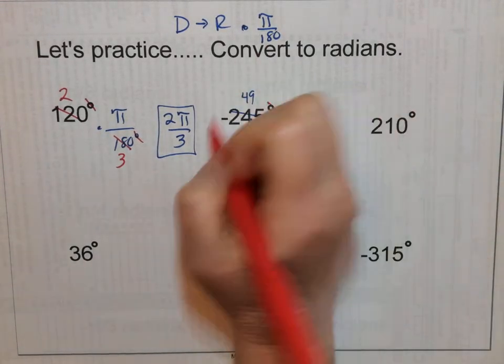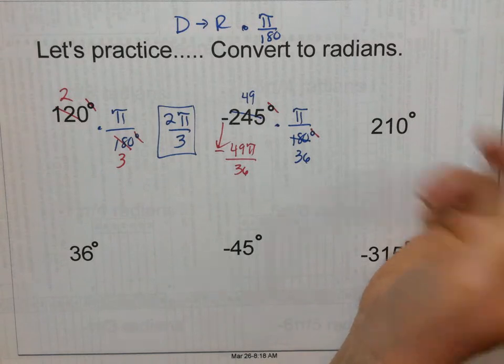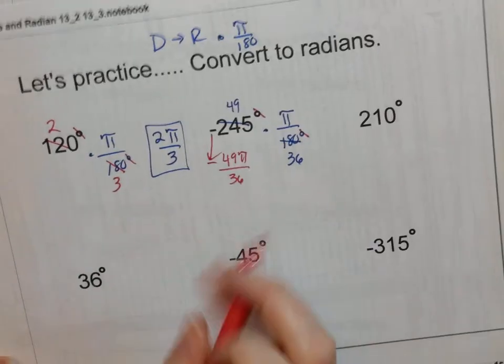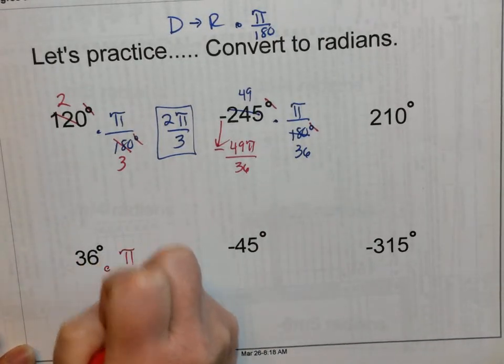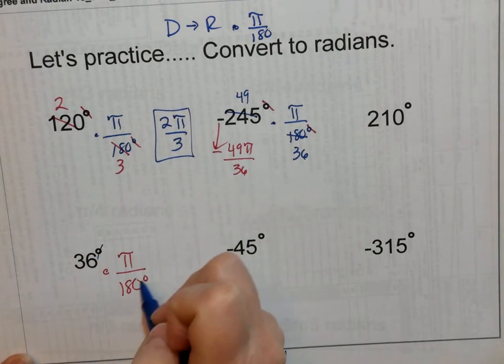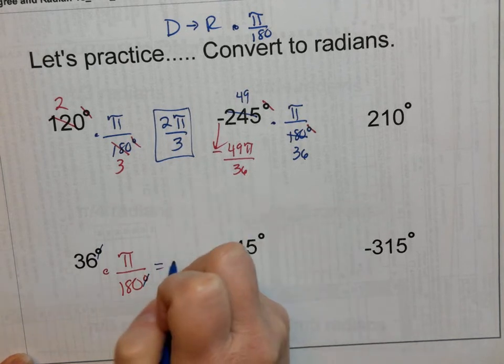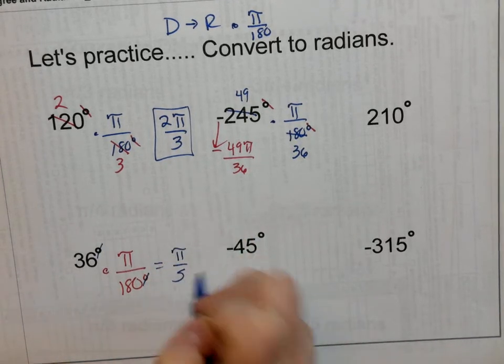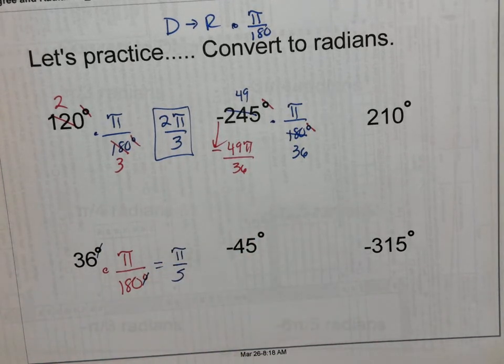Oh, and it's negative. It was negative before. Don't forget the negative sign. How about 36? I multiply by pi, I divide by 180 degrees, I cancel the degrees, and 36 over 180, that's pi over 5, because 180 divided by 36 is 5. I think you get the hang of that. Let's turn the page. Let's go the other way.